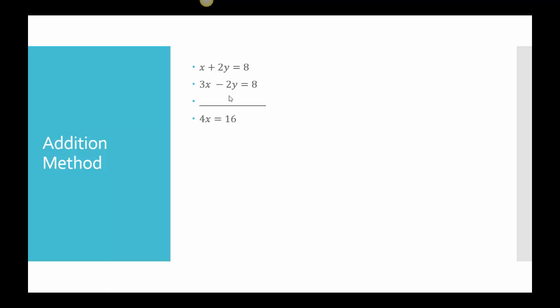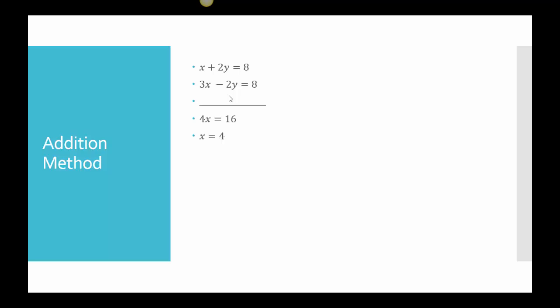Awesome. So now I have x plus 3x is 4x, 8 and 8 is 16. So my idea with the addition method, which we also call elimination, is that I eliminated one of the variables. Y is gone, which makes it really easy for me to solve for x. So dividing by 4, now I know x is 4.